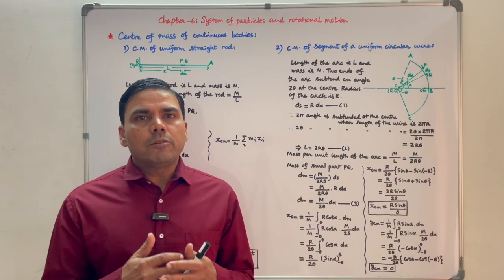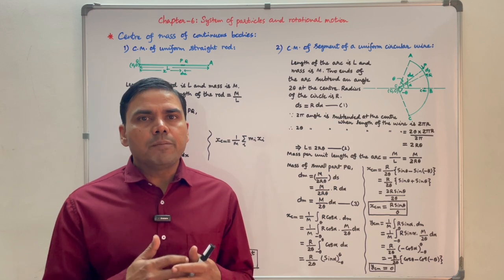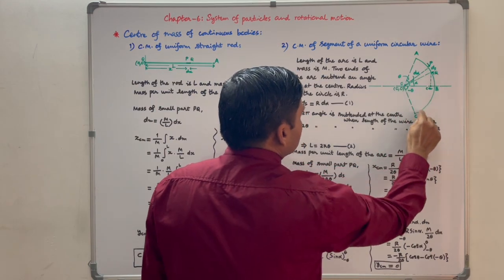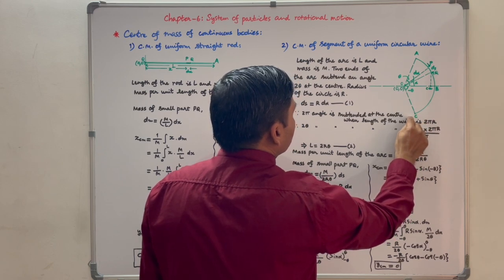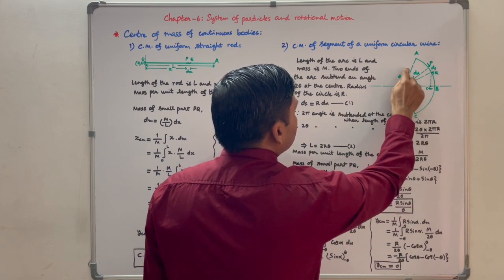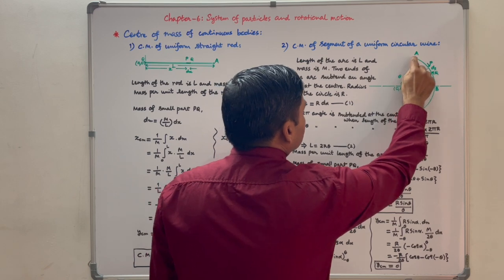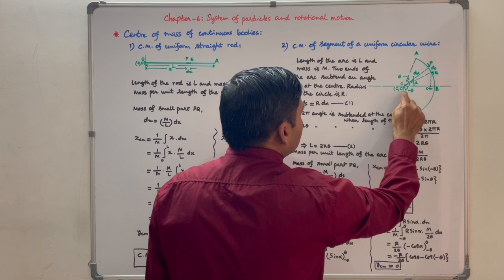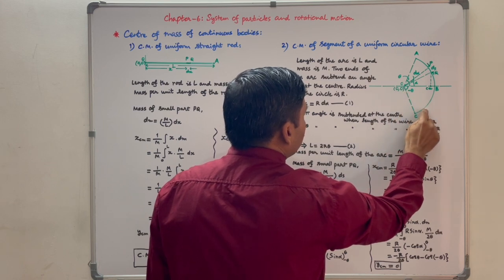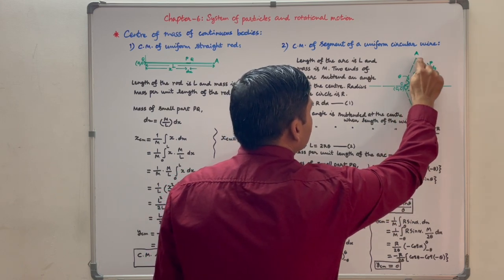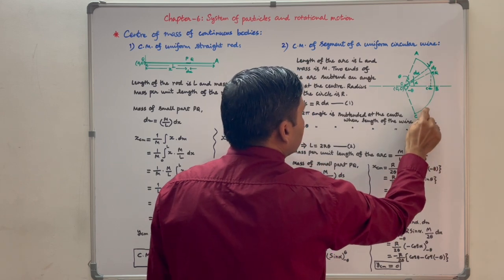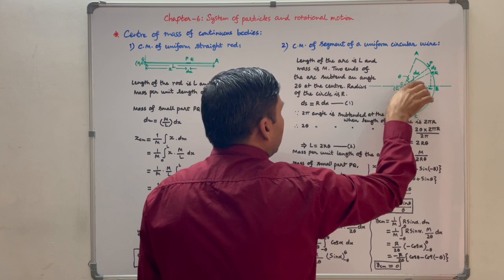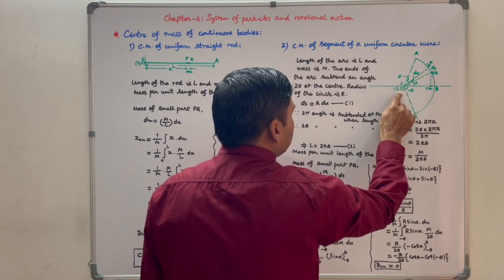Second one is calculation of center of mass of segment of a uniform circular wire. Suppose ABC is a wire which is in the shape of a circular arc. Radius of the circle is r. This arc subtends an angle 2 theta at the center. Mass of this wire is m, which is uniformly distributed over its length. We can place this wire symmetrical about x-axis and its center is at origin.